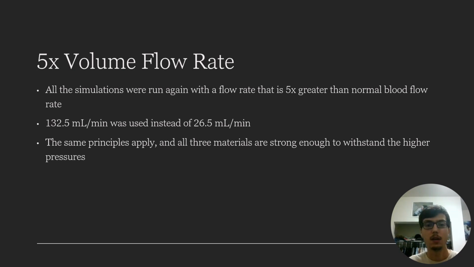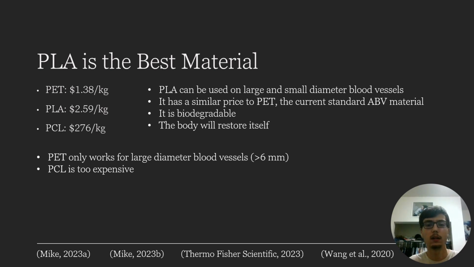And stress testing. We tested flow simulations at pressures at a flow rate that is 5 times larger than the normal volume flow rate. Previously, we used 26.5, and so the 5 times amount to stress test was 132.5 milliliters per minute. And even at a flow rate that is 5 times greater than normal, the hoop stress pressures did not exceed the yield strength of the material, and so they will still not burst at these greater amounts.